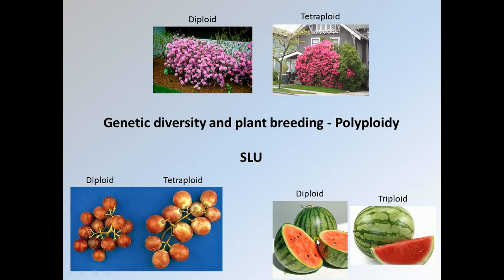And another trait that is important here and that is sought after is production of seeds. You have production of seeds in the diploid, but you don't have seeds in the triploid. And we will understand why later.